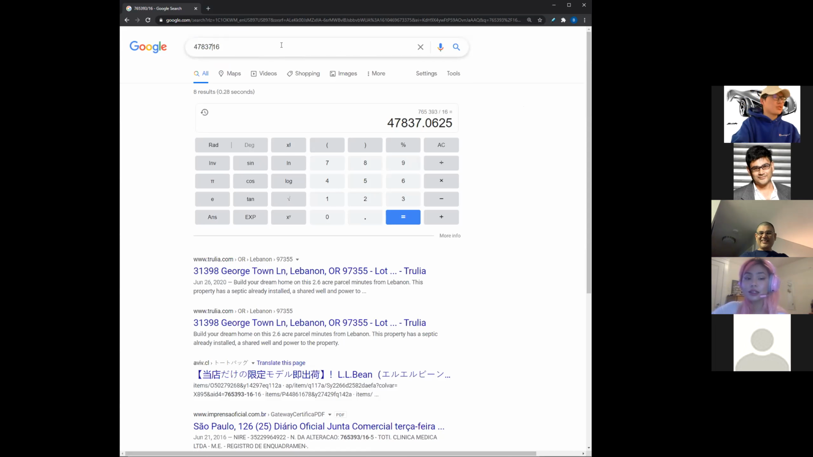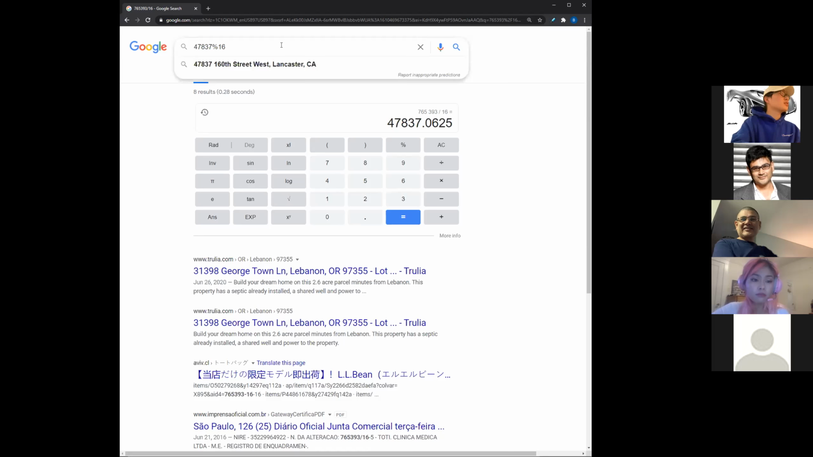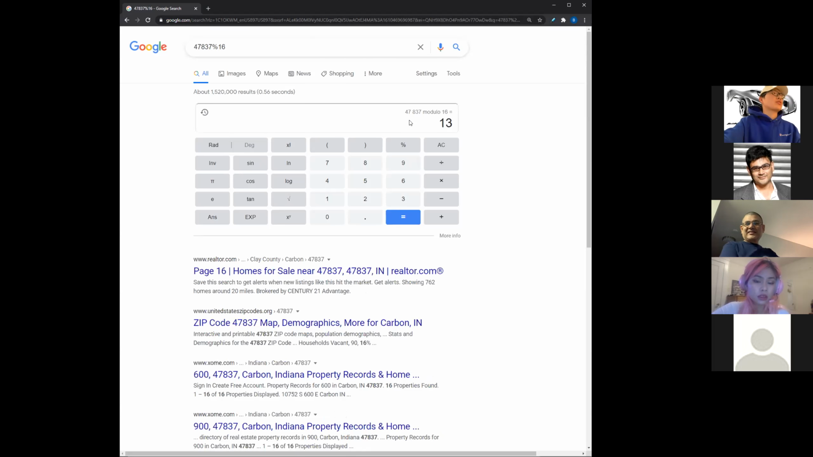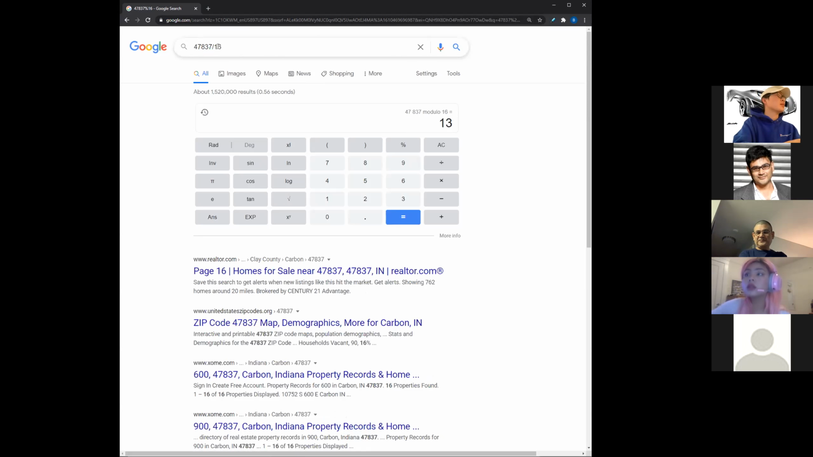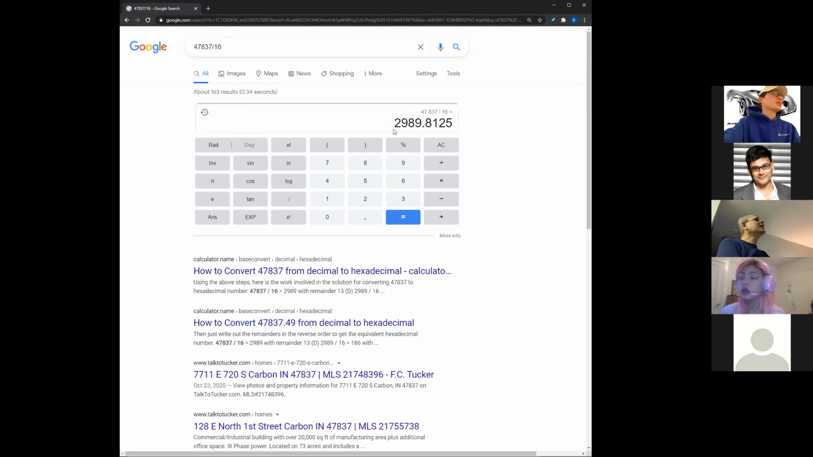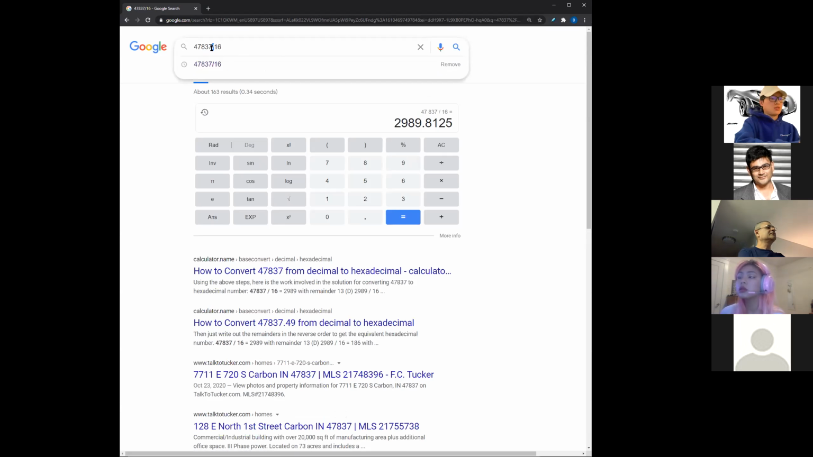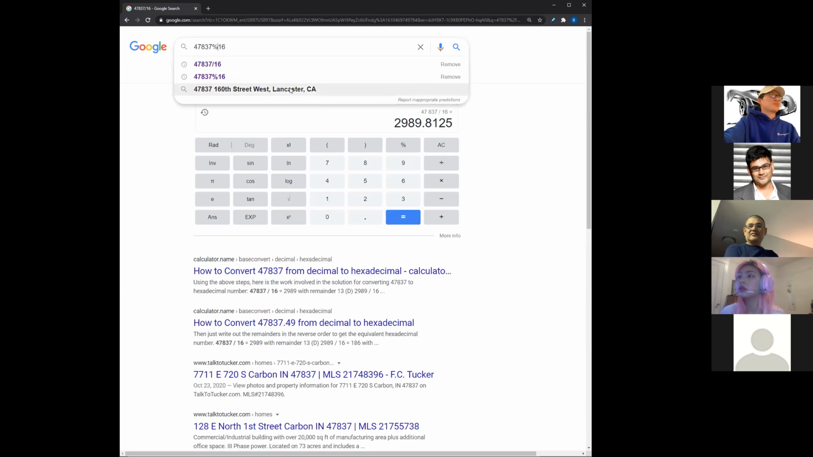So we do the percentage for this. And then we get 13, and 13 in hex is D, I think. And then we do the same number divided by 16. And then we get 2989, and then we do the percentage, which is this number times 16 pretty much.